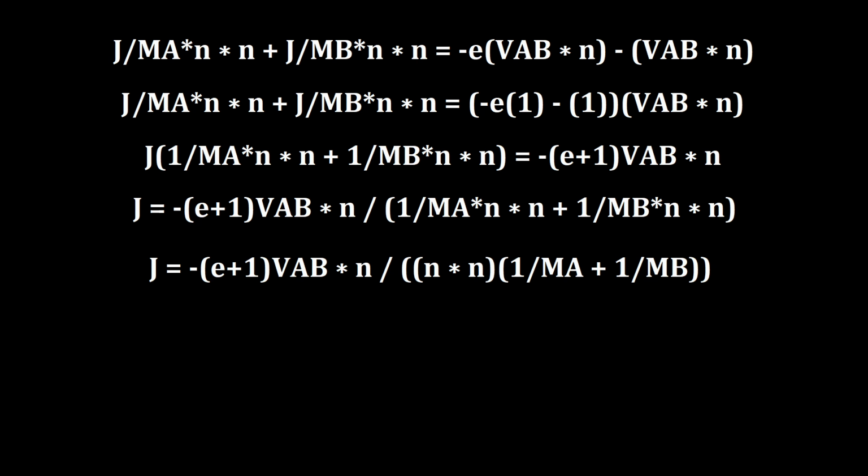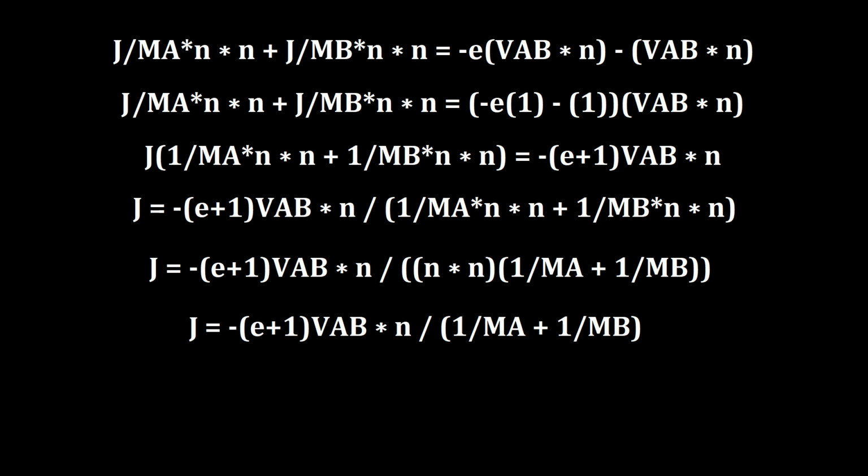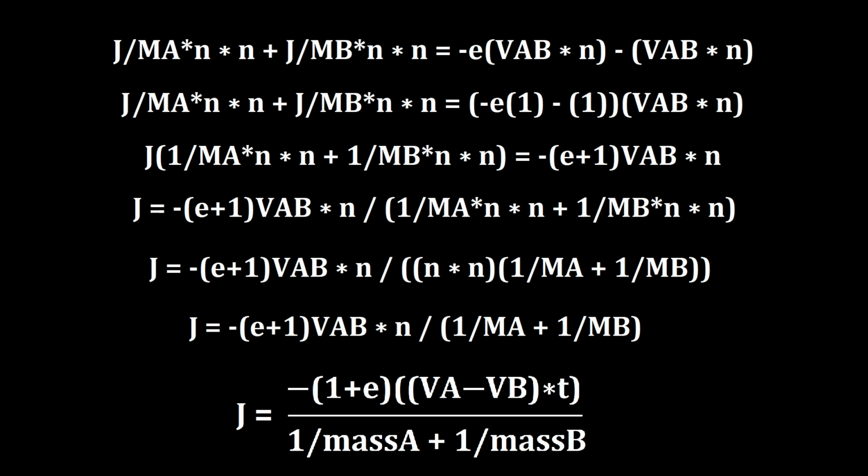N is a unit vector, so its dot product with itself is always 1. Therefore, we can ignore this term. And just like that, we can figure out the impulse of a collision with only parameters from before the collision.